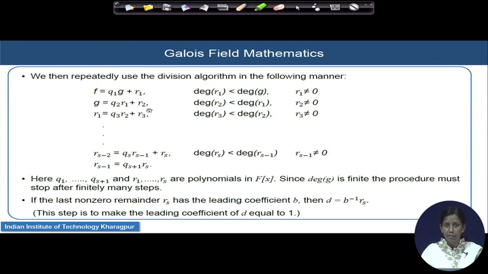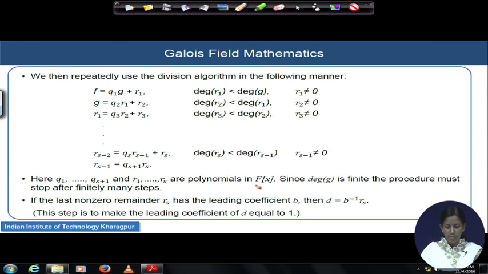So, whenever you are finding a new polynomial to form the equation, the division algorithm and division equation, please remember that the degree of the newly found polynomial should be less than the degree of the polynomial found immediately earlier. Like that, if I go ahead, we will end up with an expression for r(s-1). All these expressions q1 to q(s+1) and r1 to rs are all polynomials that belong to the same field F[x].